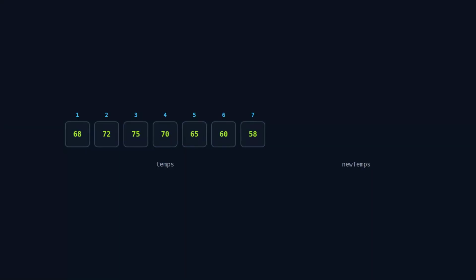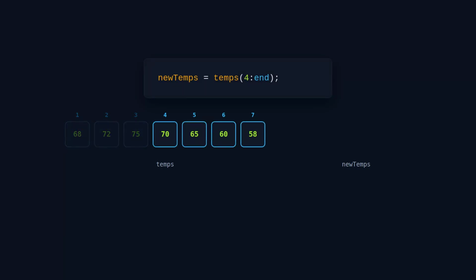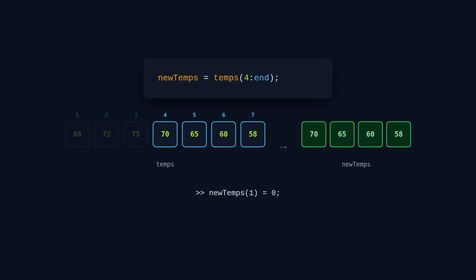Same rule when you copy just a range. New temps equals temps of 4 through end, takes everything from day 4 onward, and puts it in a fresh, independent vector. Change new temps, and the original temps doesn't move. A slice is always a copy, never a window into the original array.